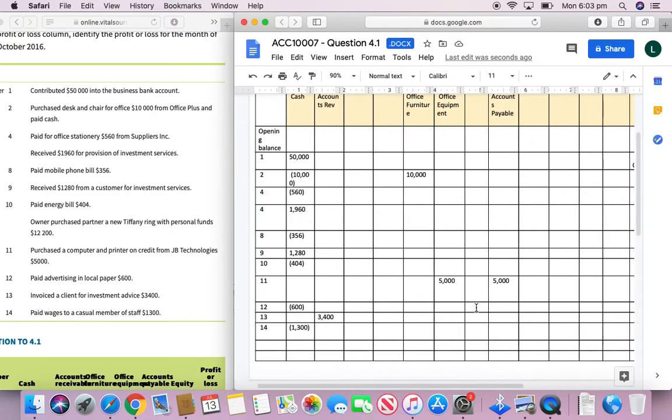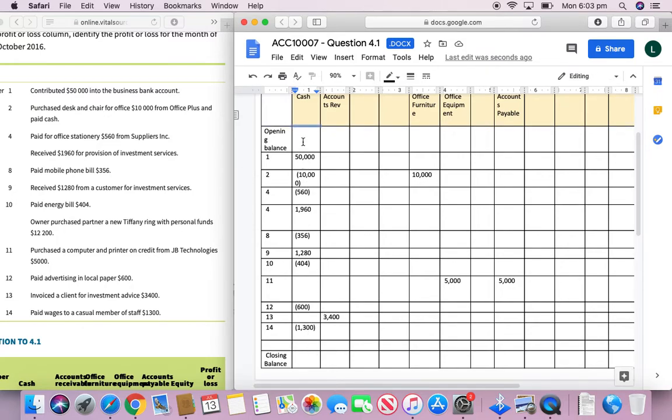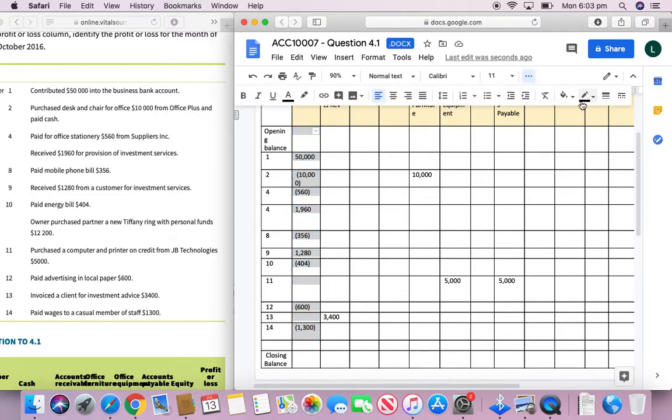Now what we need to do is very important. It's write closing balance. We then sum up everything. Now if we had opening balances, we would also include the sum of the opening balance. So right now we would be summing up all of this. The sum of that is $40,020. Okay, next column, we've got the sum of 3,400.